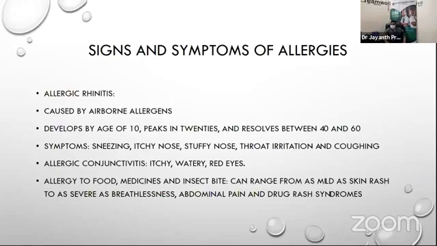Then moving to allergic conjunctivitis, it affects the eyes. The eyes are itchy, watery, and red. Then allergy to food, medicines, and insect bites. Symptoms can range from as mild as skin rash to as severe as breathlessness, abdominal pain, or drug rash syndromes. What are drug rash syndromes? Drug rash syndrome is a syndrome where the skin shows extensive skin rash, which can extend to the mucosal surface, that is inside of the mouth, nose, or eyes, and can also affect the internal organs such as heart, lungs, kidneys. So this is a severe form of drug allergy.